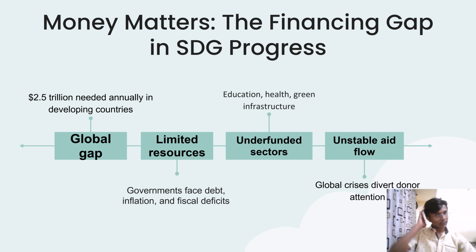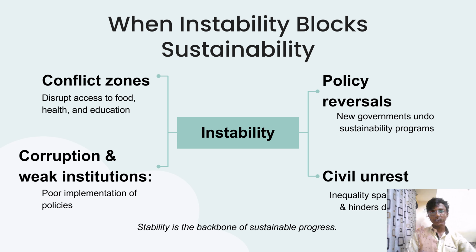Next thing is when instability blocks sustainability: conflict zones. The SDGs are not only something the government implements. Everybody should be part of that implementation. Conflict zones disrupt access to food, health, and education. Like in some areas of Africa, such as Nigeria and Somalia, you can't go there because of gangs. Those things, and corruption and weakened institutions.